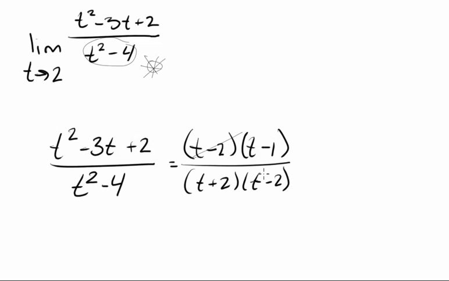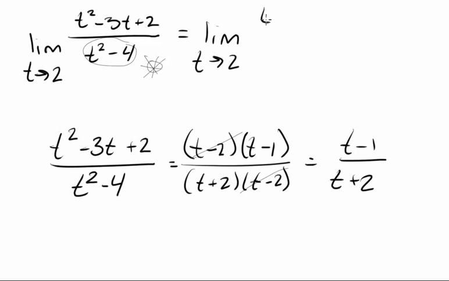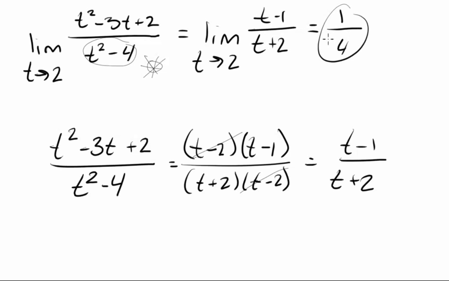So we have t minus 2 in the numerator, t minus 2 in the denominator, they cancel out. So then we have t minus 1 over t plus 2. So that means this limit is equal to the limit as t approaches 2 of t minus 1 over t plus 2. Now we're going to see if we can plug it in this time. In the numerator, we would get 2 minus 1 or 1. In the denominator, we get 2 plus 2 or 4. There is our final answer.